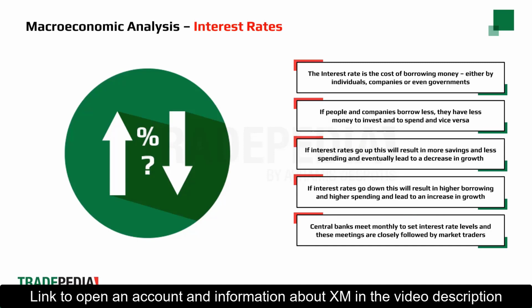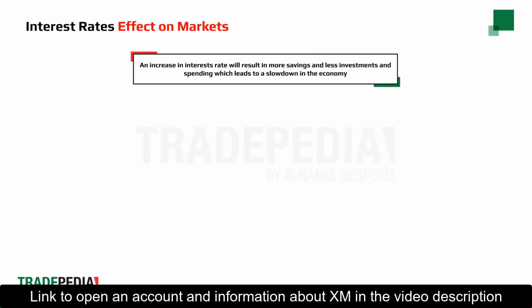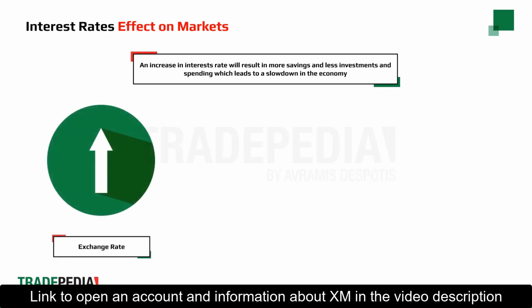Central banks meet monthly to set interest rate levels, and these meetings are closely followed by market traders. An increase in interest rates will result in more savings and less investment and spending, which will then cause a slowdown in the economy. Higher interest rates mean demand for the currency increases, as people sell currencies with lower interest rates in order to buy the ones with higher interest rates. This will cause the value of the currency to increase.